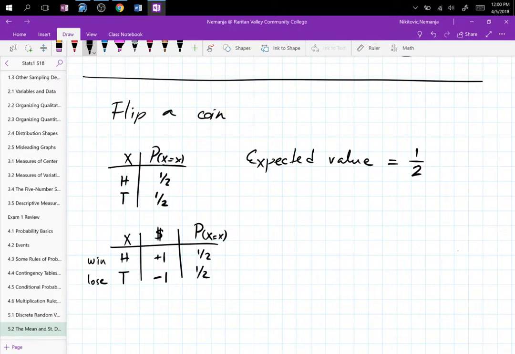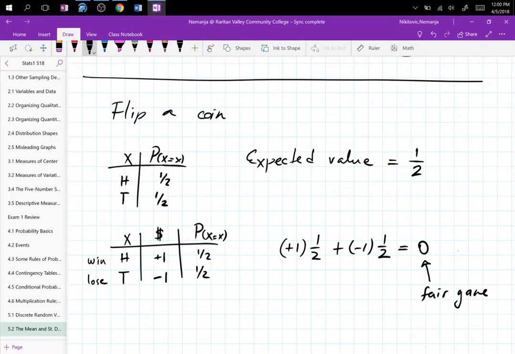So what is the expected value? Expected value will be +1 times 1/2 plus -1 times 1/2, and you are going to get 0. Now, this is a fair game. It's a fair game because you can see that expected value is 0. That means if you play this game forever, no money in, no money out of your pocket. So that's the meaning of the whole thing.